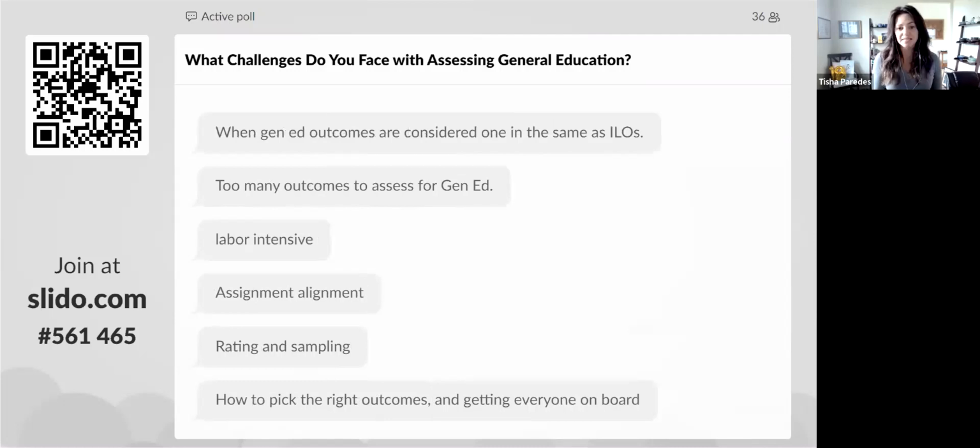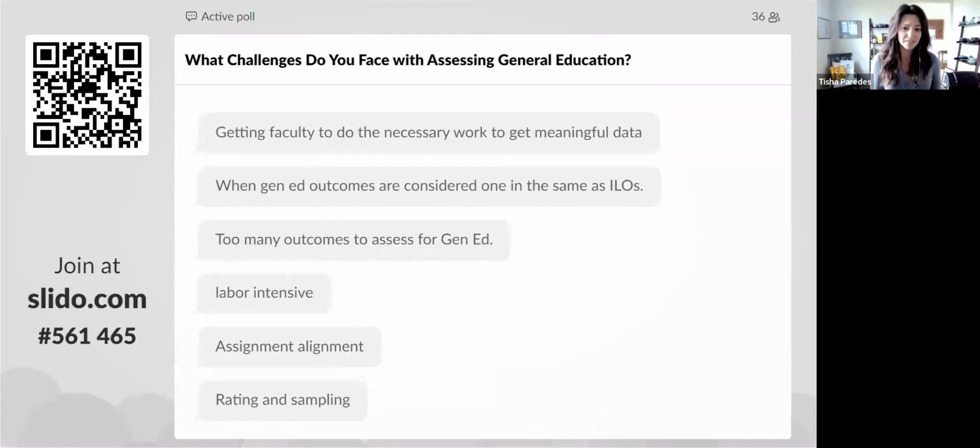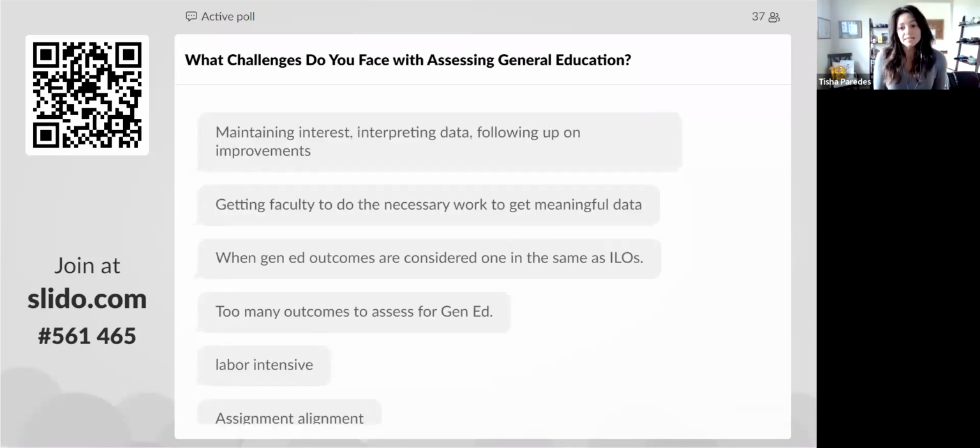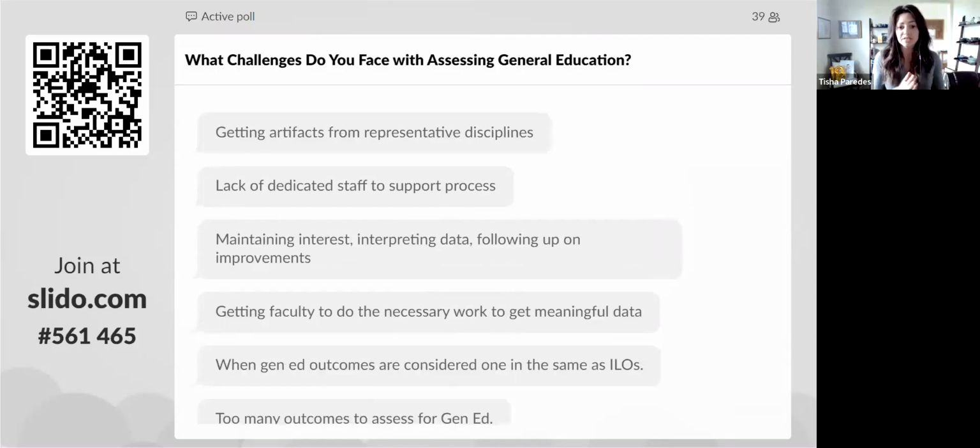It is labor intensive, as you will see. And I'm not going to sugarcoat that for you. I don't think Carla will either. That is why we have the title of this presentation, Assessing Gen Ed is Hard to Do. It's not easy, and it's an iterative process that takes time. So while we have tips and tricks, we don't have a magic bullet, but we at least have some ideas to help you get going.